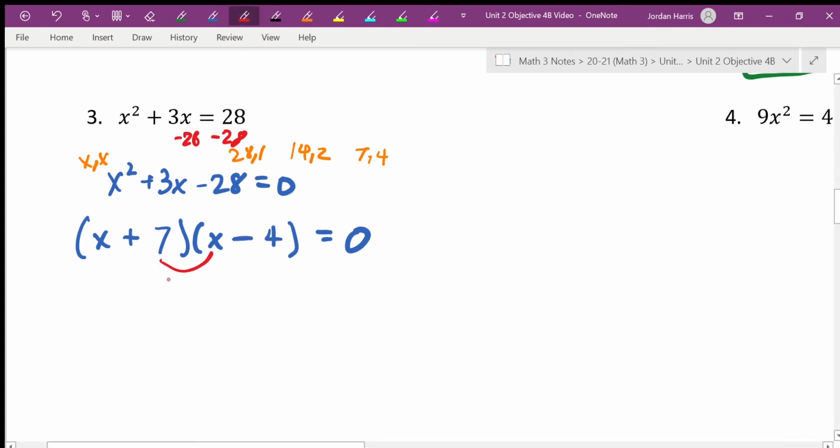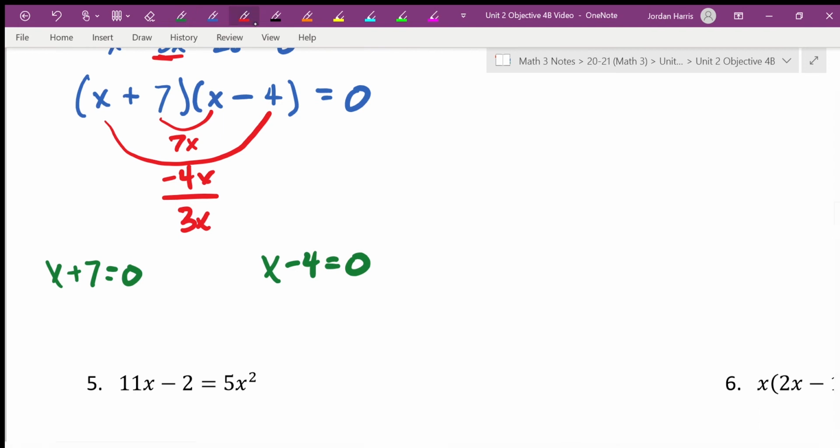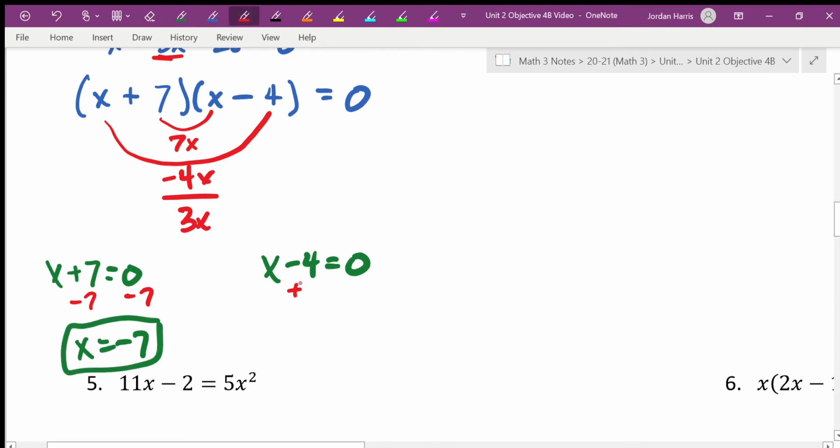Please take the time to check. It's very simple. So I get the middle terms make 7x, the outside terms make negative 4x, and when we combine, we get positive 3x, which does match. I know I did it right. So I get x plus 7 equals 0, x minus 4 equals 0. Zero product property, subtract 7 from both sides, and I get x equals negative 7. That's my first solution. Add 4 to both sides, and I get x equals positive 4. That is my second possible solution to make that statement true.